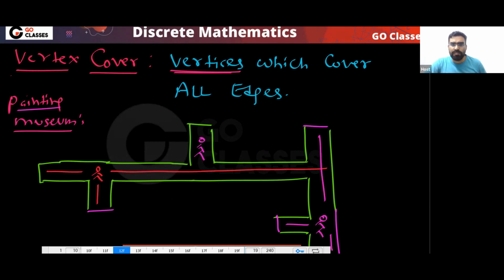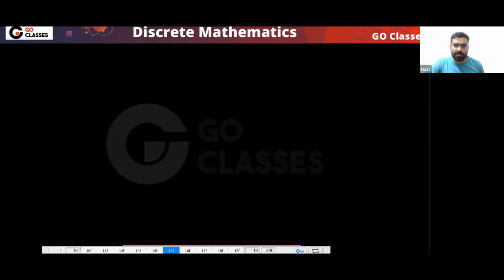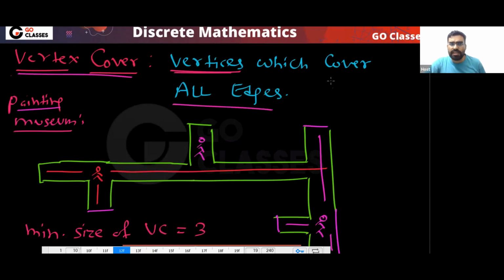So how many minimum do you need? Minimum we need 3. Yes or no? So I can say the minimum size of vertex cover will be 3. Is this clear to everyone? So what is the vertex cover problem? The vertex cover problem is very simple: you want vertices which will cover all the edges. Remember, you have to cover all the edges. This is important.